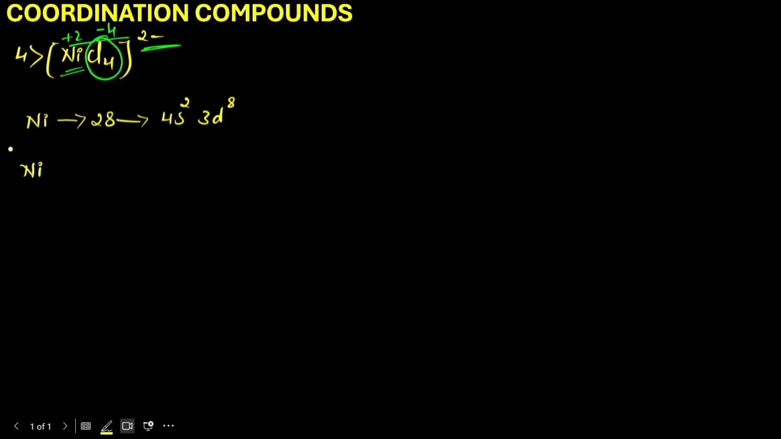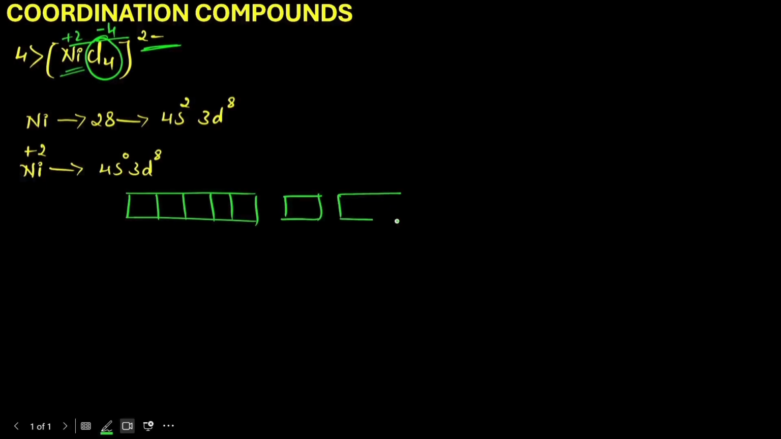Now we will write the electronic configuration of nickel in +2 oxidation state. Therefore, it is 4s0 3d8. 3d orbitals, 4s, and it is 4p. Okay, 3d, 4s, and 4p. How many electrons are there in 3d orbitals? 8 electrons. That is 1, 2, 3, 4, 5, 6, 7, 8. 8 electrons are filled.